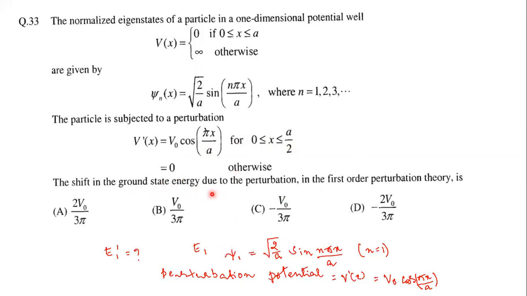Now we need to calculate the perturbation energy correction to the ground state energy level. So you need to calculate E11, which gives the first order correction to the ground state energy level. To find E11, we first need psi 1. Psi 1, just placing n equal to 1, becomes root 2 by a sin pi x by a. The perturbation potential is V naught cos pi x by a.